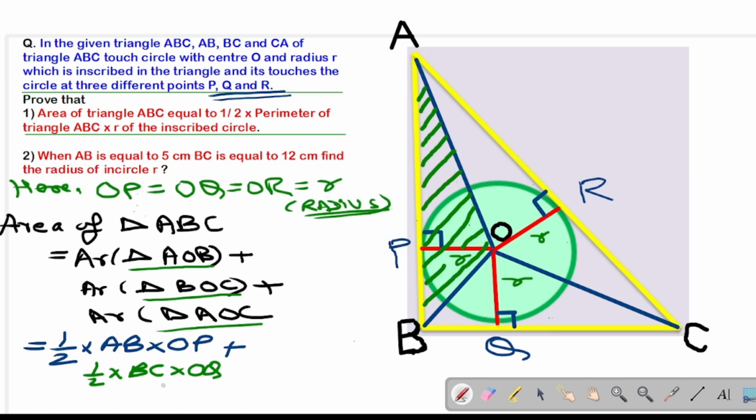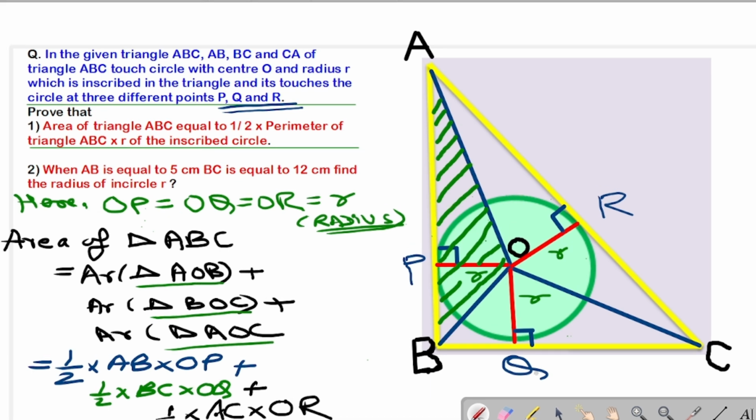The area of the triangle BOC is equal to half into BC into OQ, as I already said. And the third triangle, highlighting with the black pen, is half into AC into OR, right? AC is the base of the triangle and OR is the perpendicular. You can see all these three radii are touching the three sides at a point of contact, with the sides acting as tangents to the circle.